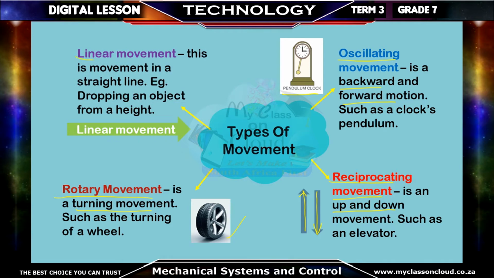Number 4. Linear movement. This is movement in a straight line. Example, dropping an object from a height.